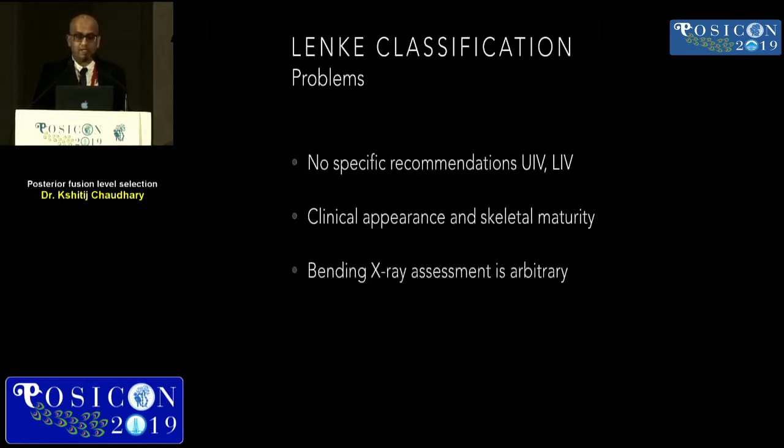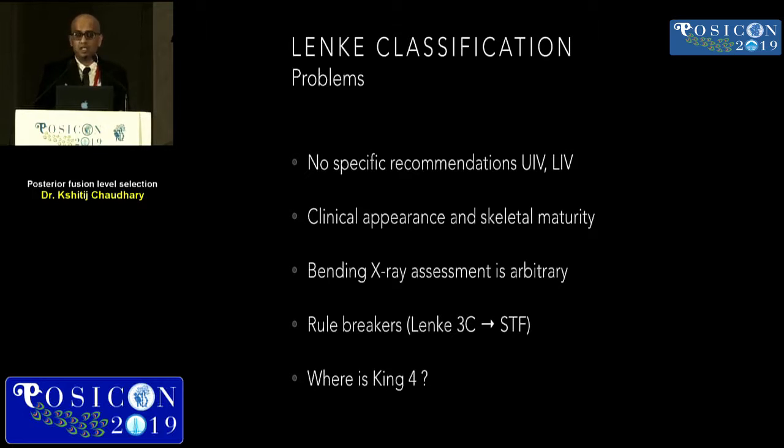And the bending X-ray assessment of the classification is somewhat arbitrary, especially the 25-degree rule, which leads to a lot of rule breakers. For example, a Lenke 3C curve treated with a selective thoracic fusion. And there is no inclusion of the King 4 variant, which is about 9% of thoracic scoliosis.